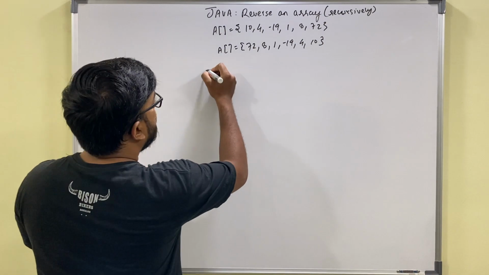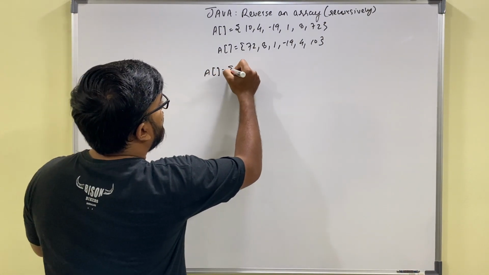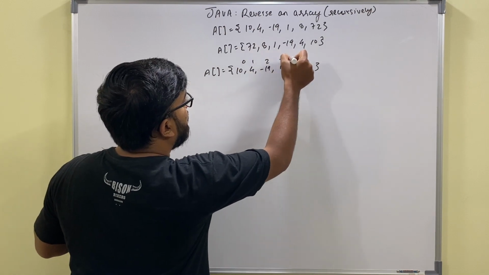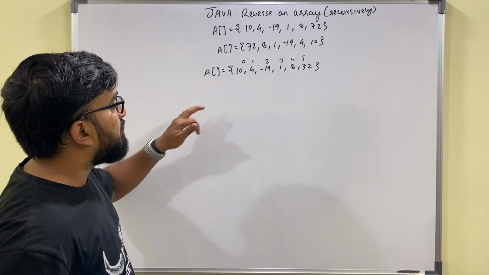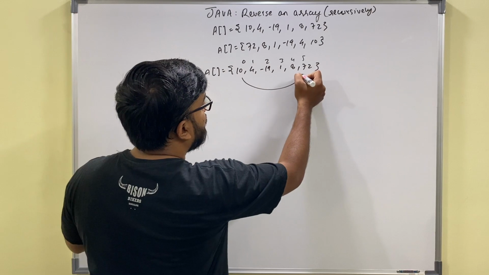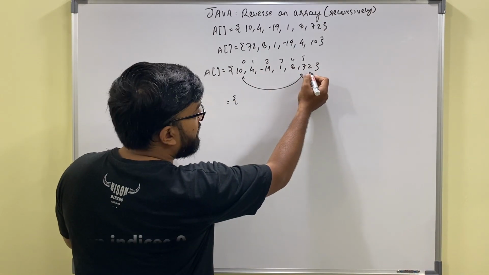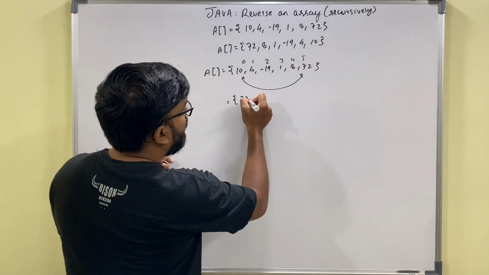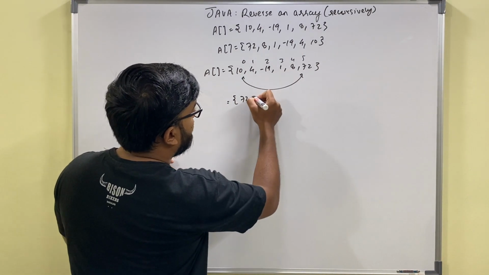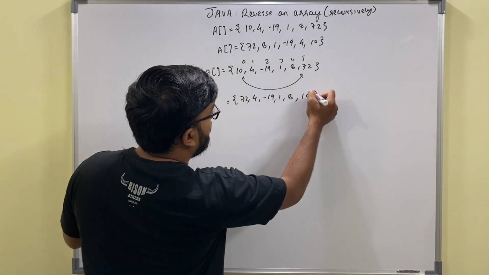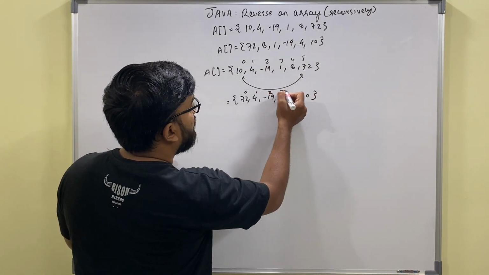So I'm going to copy A here: 10, 4, minus 19, 1, 8, 72. Indices are 0, 1, 2, 3, 4 and 5. I'm going to swap indices 0 and 5. So 72 comes in place of 10, and 10 comes in place of 72. 4, minus 19, 1, 8 remain the same.